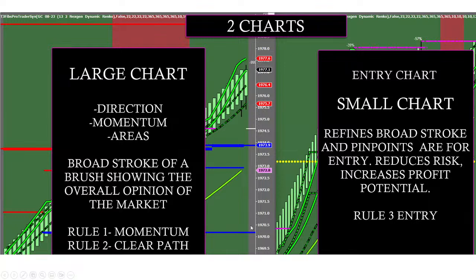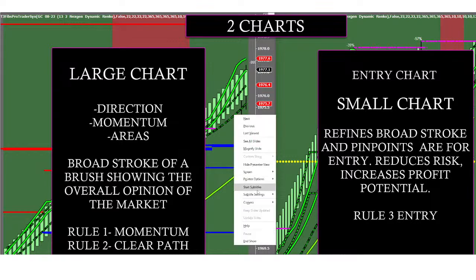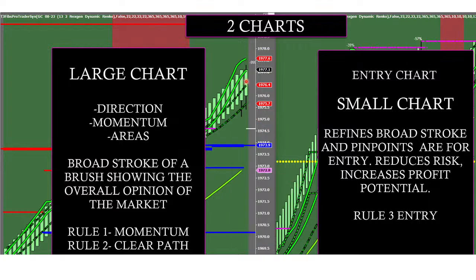We're going to talk about a trade that only takes 2 charts to recognize. And on the most current bar of your largest chart, guys, your large chart is a slow moving chart. Your large chart, it's a freight train. It's rolling down the track. And you're going to use the most current bar. The most current bar is going to define the direction, the momentum, and the areas.